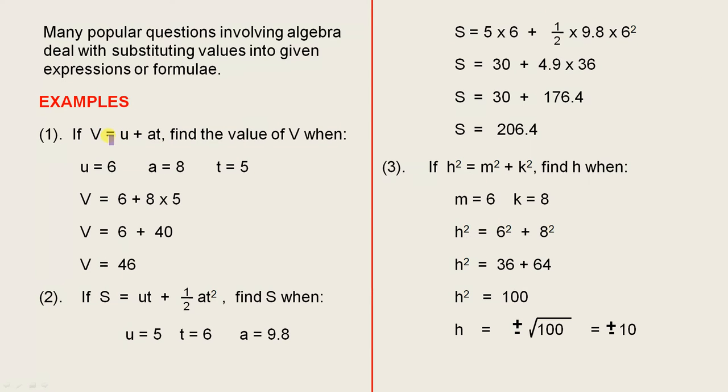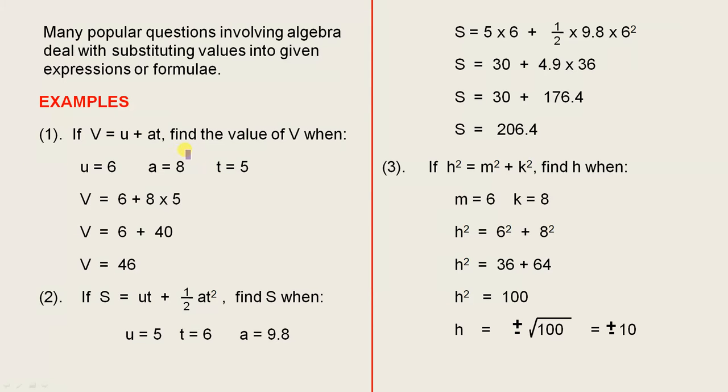For the first one, if v equals u plus at, find the value of v when u equals 6, a equals 8 and t equals 5. So we substitute those three values into here and we get v equals 6 plus 8 times 5. You remember from your order of operations you have to do the multiplication first. So 8 5s are 40, 6 plus 40 is 46, so v equals 46.